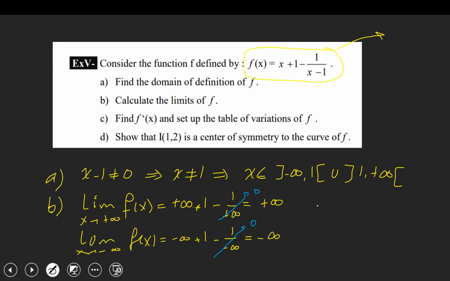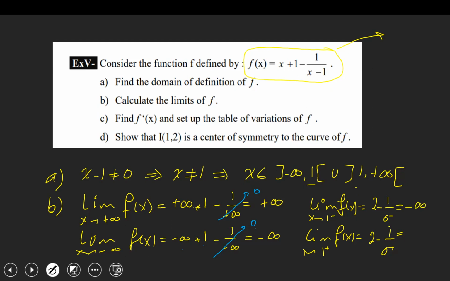What about the limits at the other boundary? 1 to the left and 1 to the right. Okay, let's replace 1. What do we get in both cases? 1 plus 1, 2 minus 1 over 0 minus. And here 2 minus 1 over 0 plus. We know number over 0 minus. 1 over 0 minus, it's minus infinity. Minus infinity. And plus 2, we get minus infinity.